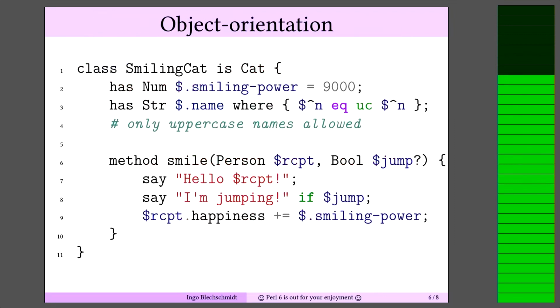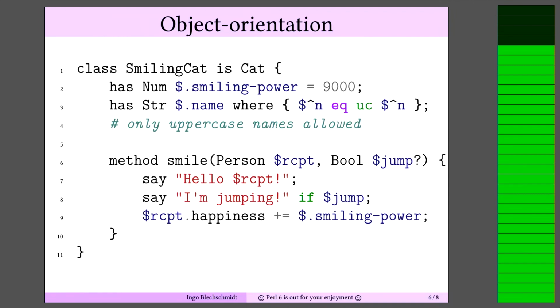Here's how you do object orientation in Perl 6. You have a class keyword, a proper keyword, you have inheritance, you can define accessors. If you want to, you will also get automatically created getters and setters. In line 3, you see a subtyping declaration. The name of such a subtype should consist only of uppercase letters. If you want to, you can also give a proper name to this subtype and then use it several times.